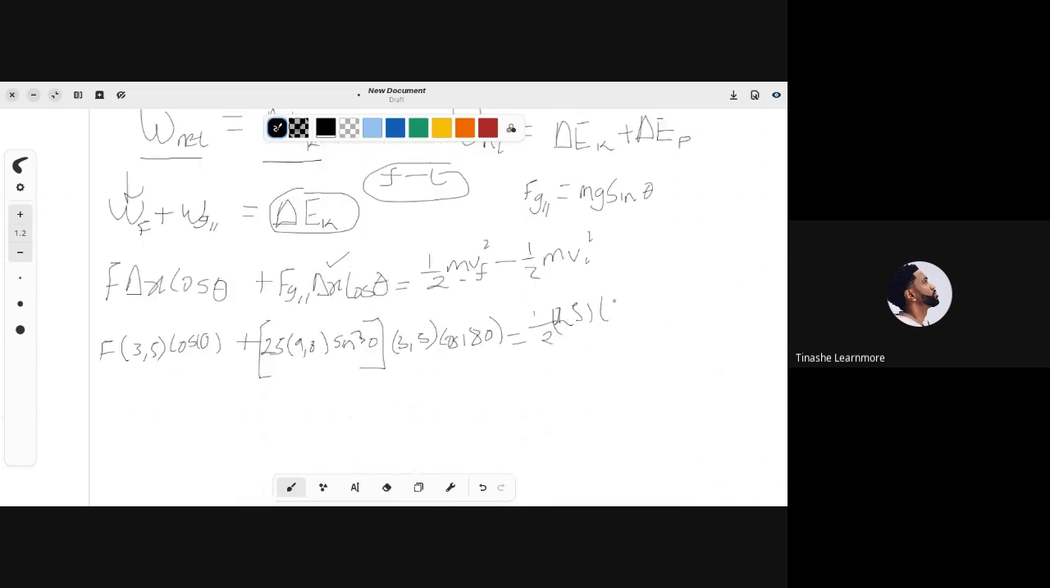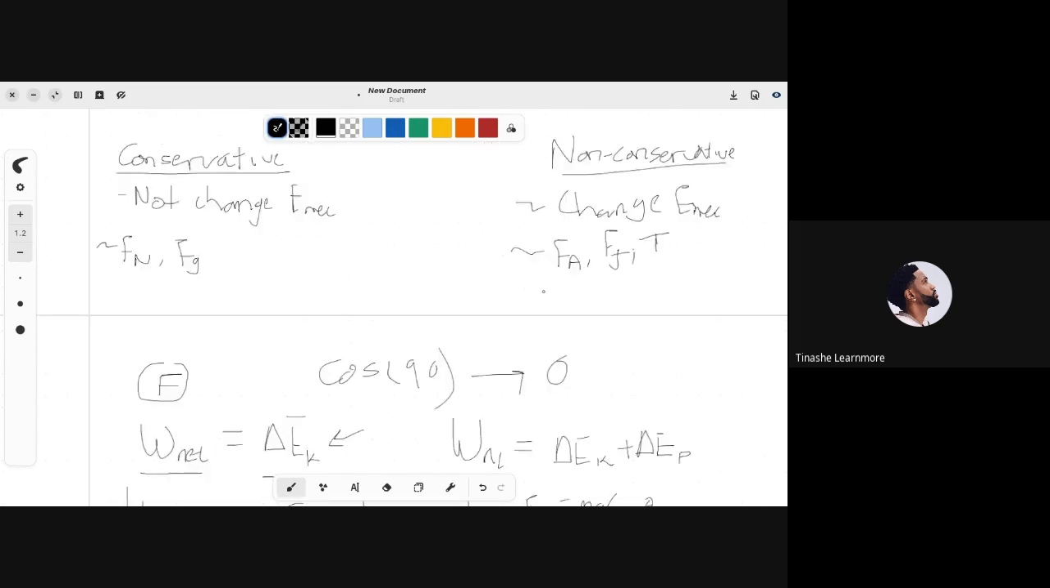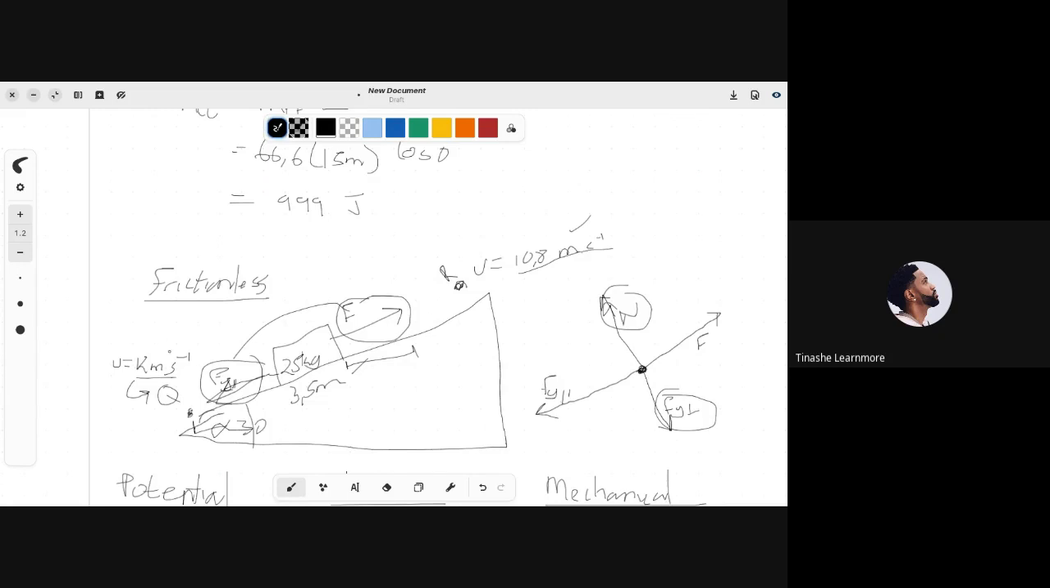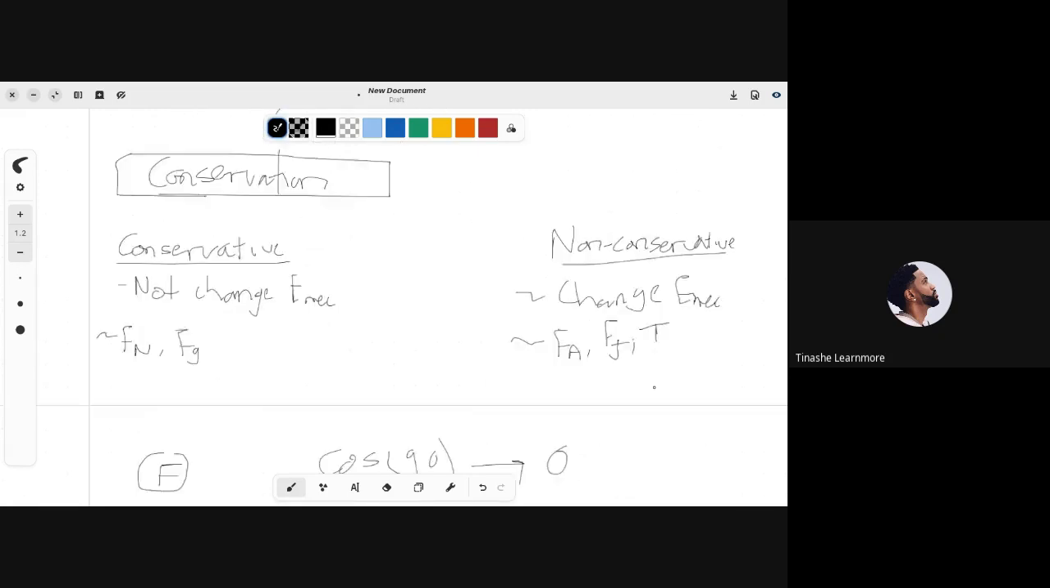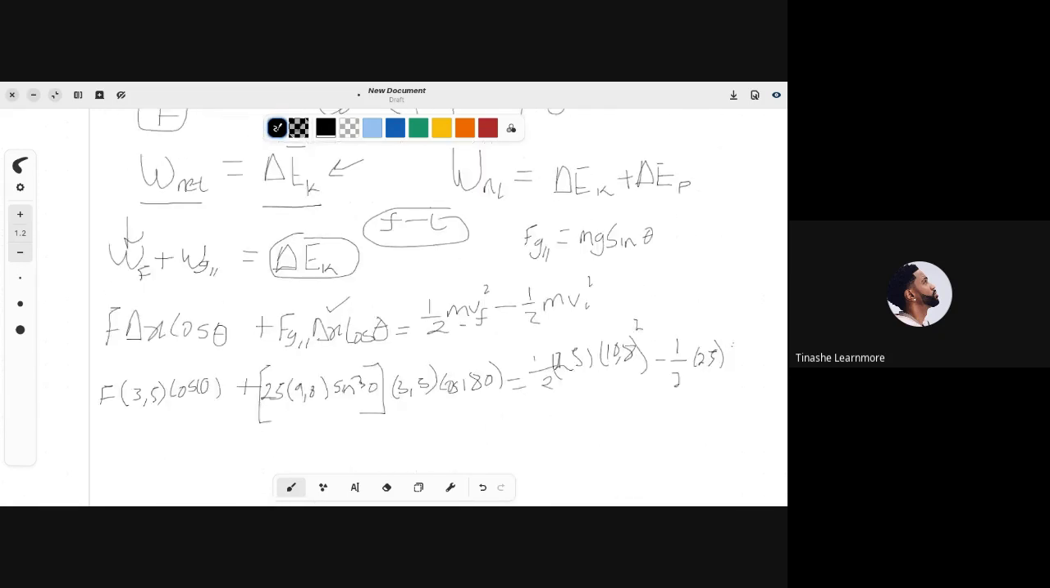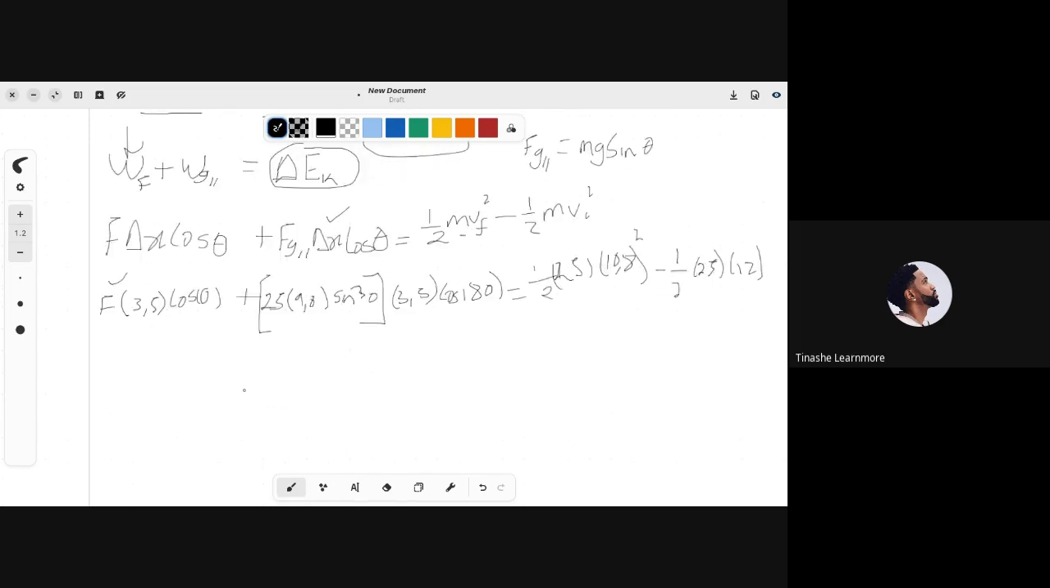So I'm going to have 10,8 meters per second there, and we have a square minus a half, and we still have 25, and then the initial velocity, the velocity at Q, which was 12 meters per second. Out of this whole thing, the only unknown that stays is the F that we are really looking for.